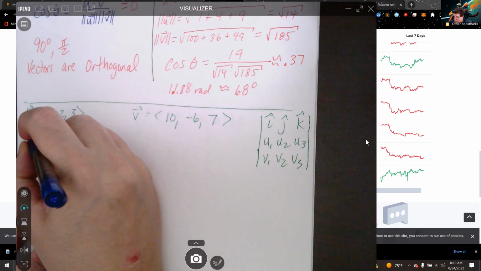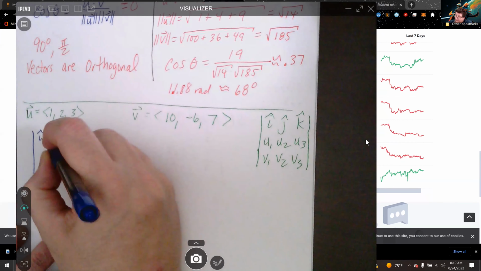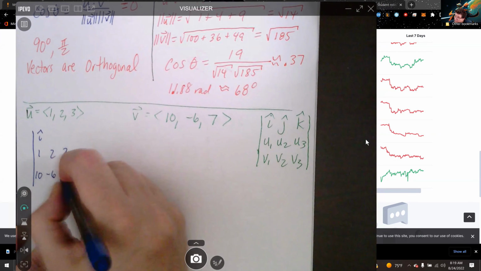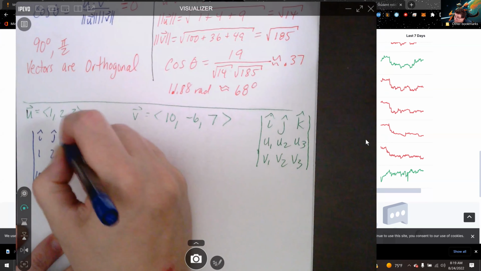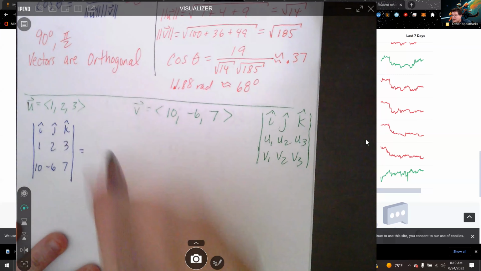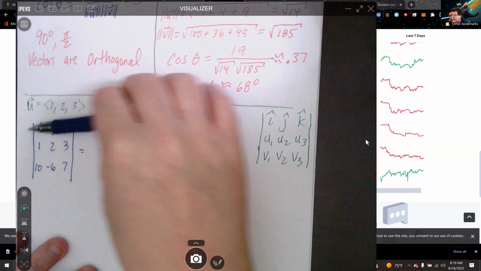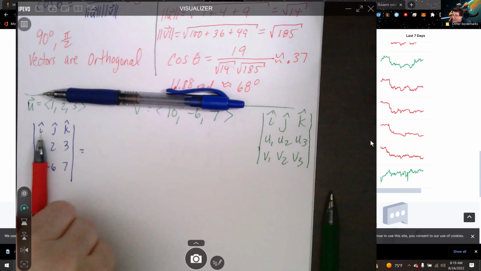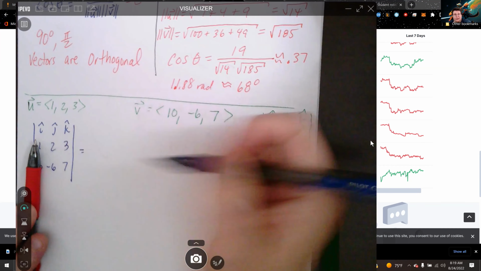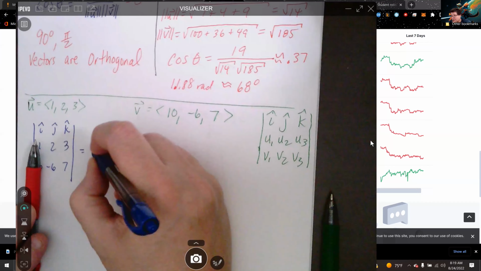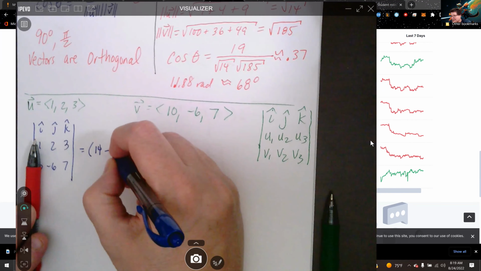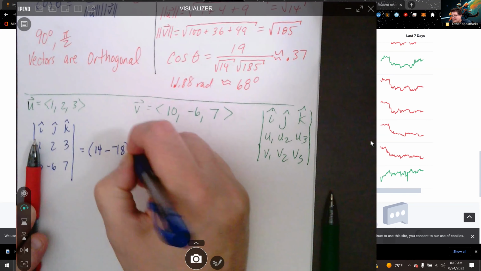Let's set up our cross product here. So if I go across the top row, the first thing I do is I cross out or I ignore the I row and I do a determinant on what remains of the 2 by 2 down below. 2 times 7 is 14 minus 3 times negative 6 is negative 18. That's in the I hat direction.